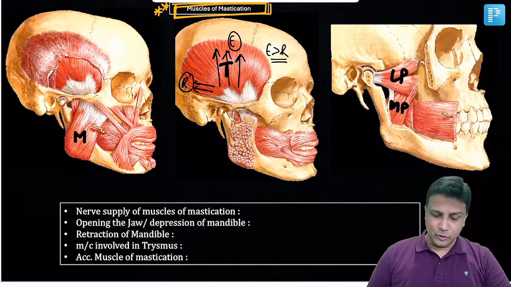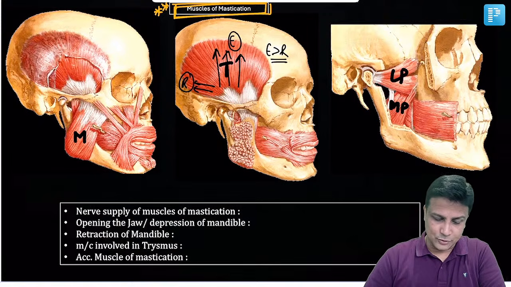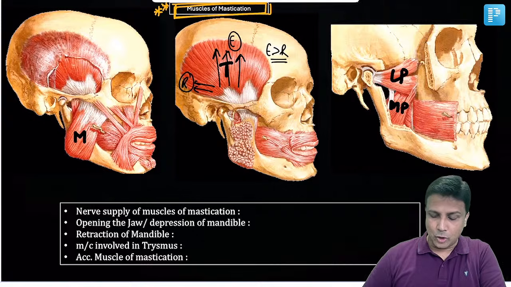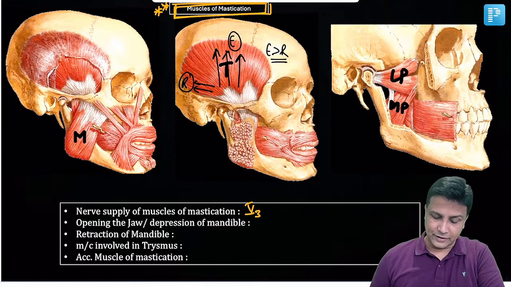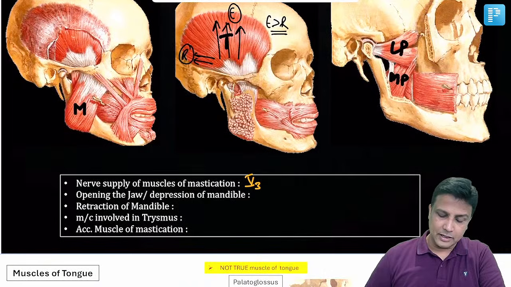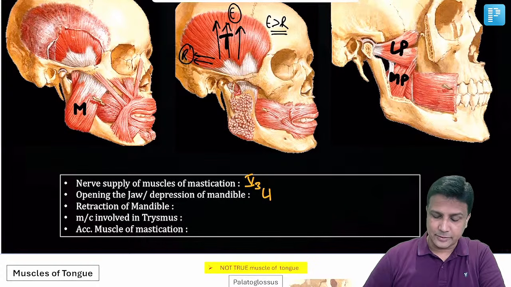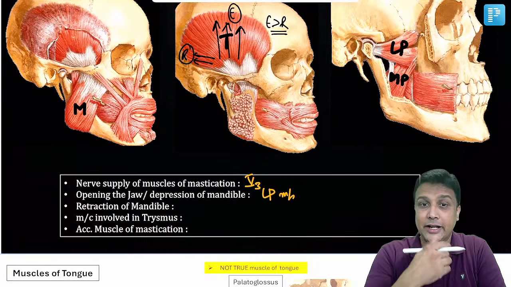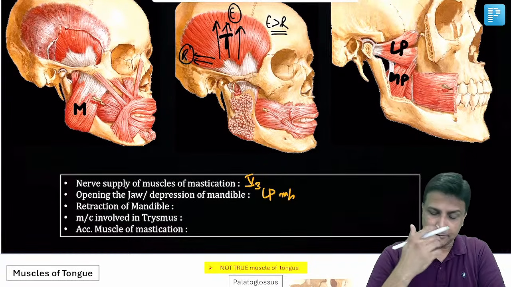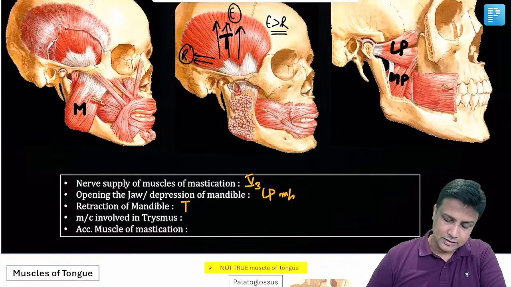Now I'll tell you 5 points here. The questions will be asked from these 5 points only. What is the nerve supplying all the muscles of mastication? Of course, that will be the mandibular nerve. That is your 5-3. Which muscle will be helping in opening the jaw? Opening the jaw is done by the lateral pterygoid muscle. Please remember L for lateral pterygoid and L for lowering the jaw. Retraction of the mandible is done by temporalis.